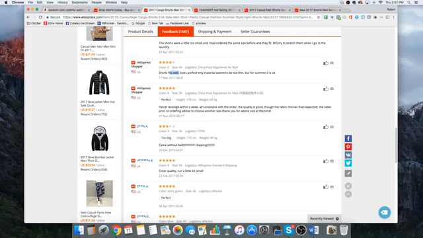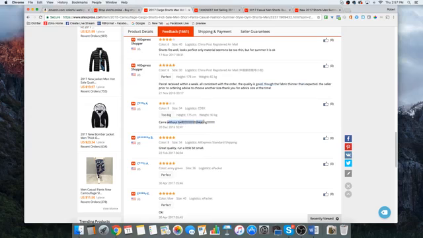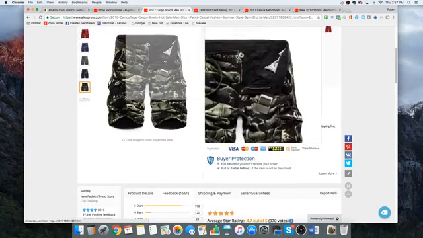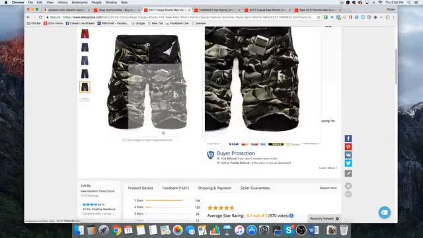This one said, "Perfect, received within a week, consistent with the order. The quality is good, though the fabric thinner than expected." So now we know the fabric probably is thinner than expected, right? "Came without belt, cheating." So maybe it looks like there's supposed to be a belt included, but it doesn't say anywhere that there's a belt included. So that's another thing.